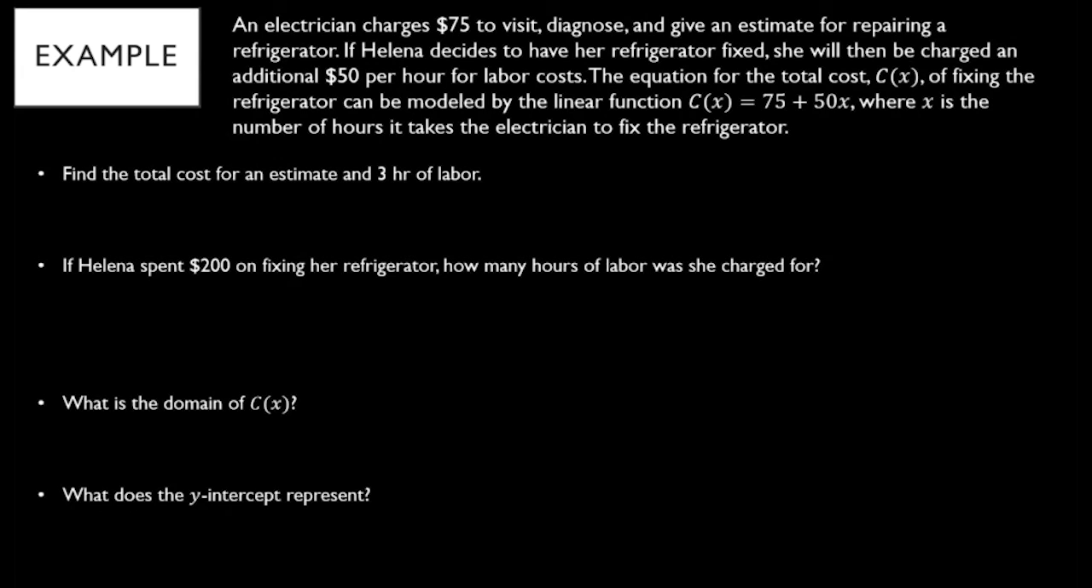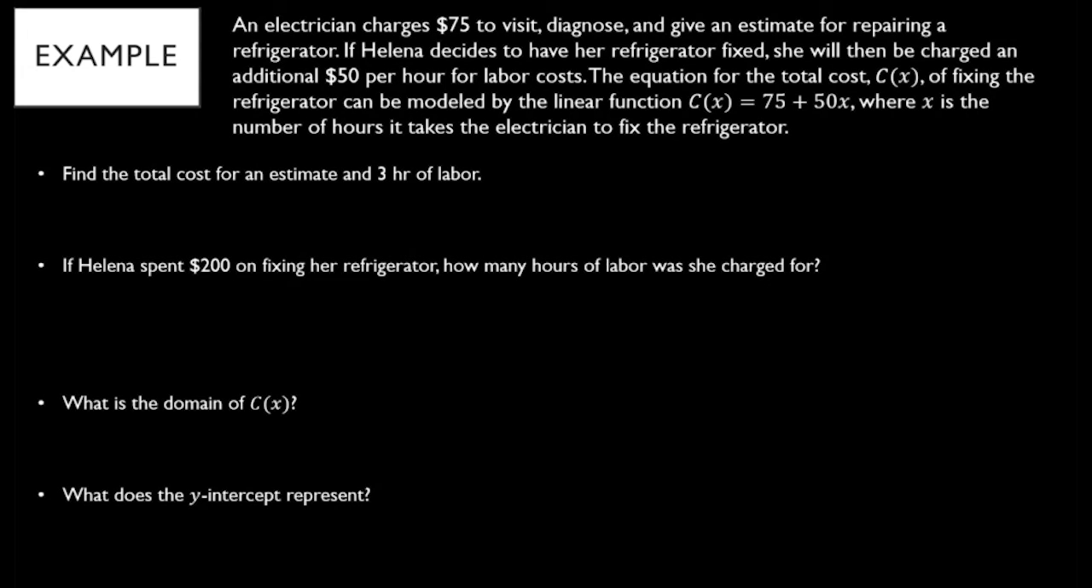So we've learned about linear equations. 75 is that y-intercept, or your starting point. So it's a base rate of $75, and then we're adding $50 per hour. And X is the number of hours it takes for the electrician to fix the refrigerator. So a lot of things that we deal with in real life can be written as linear functions, where you've got some base rate and then you have an hourly cost associated with it. Those are all linear functions. And that's how you'd write your equation to figure out the cost.